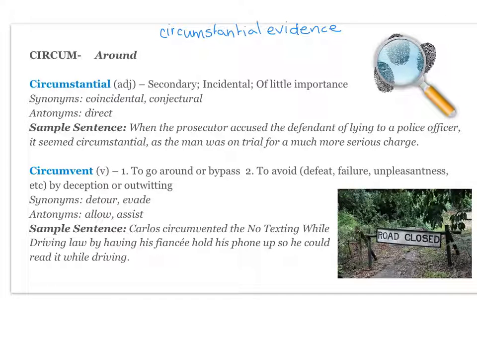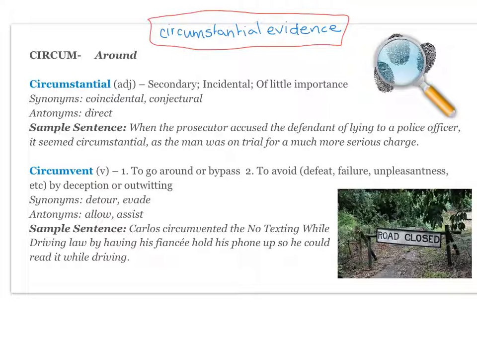This is Vocab Unit 5. Your first root is circum, which means around. And your first word is circumstantial. It's an adjective. It means secondary, incidental, or of little importance. The most common way you hear the word circumstantial is in circumstantial evidence.